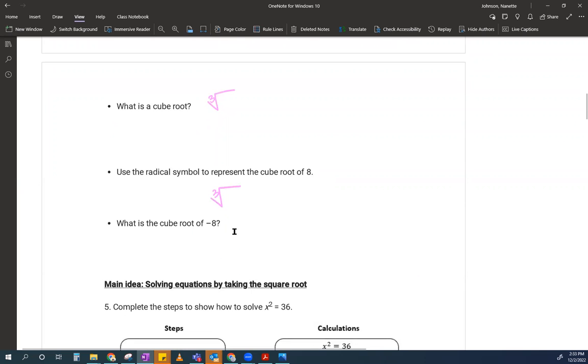And what is the cube root of -8? You're thinking, what number times itself three times gives me -8? Let me try 1. 1 times 1 times 1 doesn't give me -8. It's negative, so maybe we can try -1. -1 times -1 times -1 is -1. Closer, but not really. So then you try 2. 2 times 2 times 2 is 8. Maybe I should try -2. -2 times -2 is 4, times -2 is -8. So therefore, it's -2.